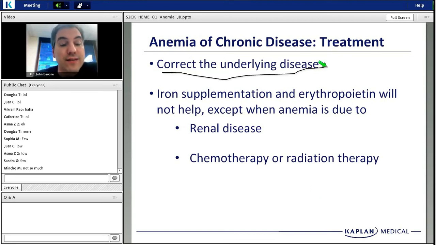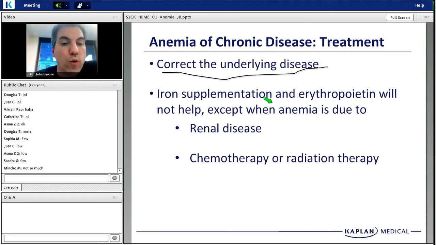Treat the disease. If you stop the inflammation, then the hepcidin goes down to normal. The ports open up, the iron comes out, the anemia goes away. Treat the underlying disease. Now question, the wrong answer will be giving iron.